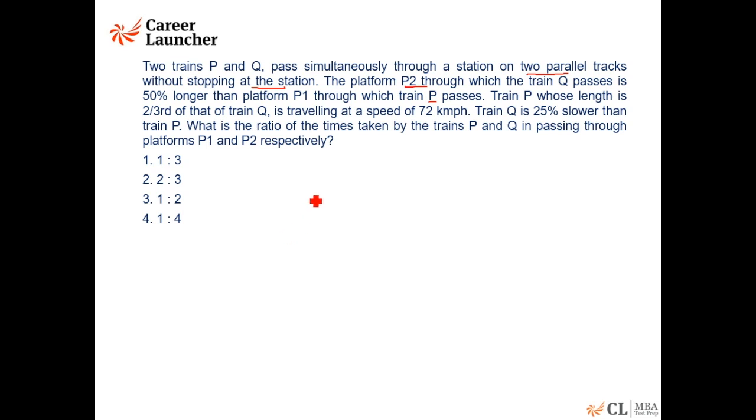Okay. So two trains P and Q. Platform. Length of platform P2 through which Q passes is 50% longer than platform P1. So P1 is 10 meters, this is 10 and 15. Okay. 50% longer than P1 through which P passes.